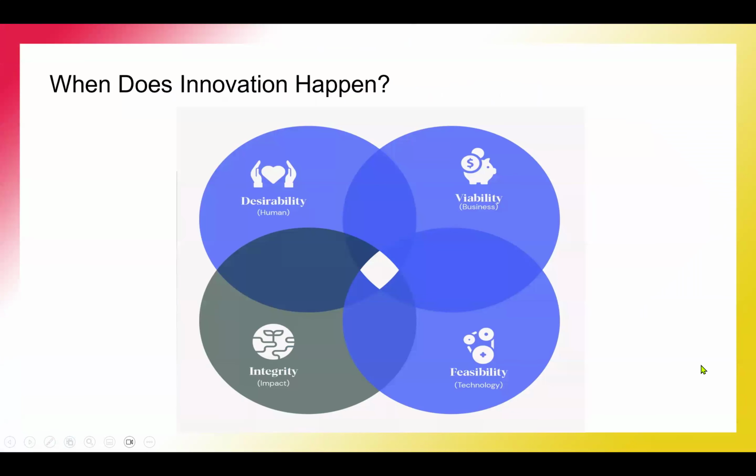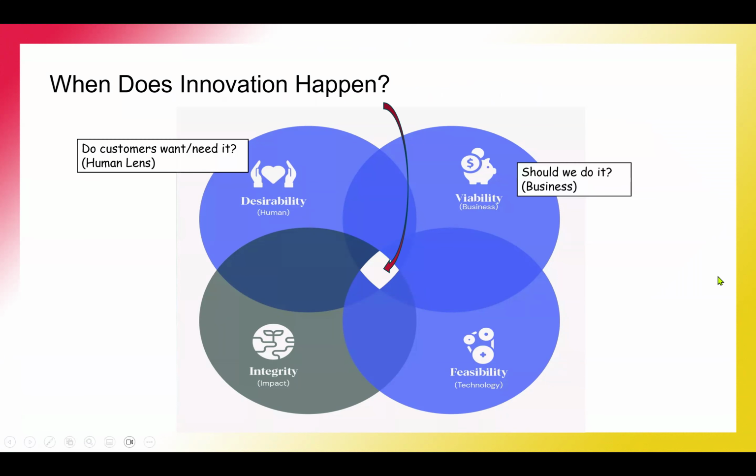So when does innovation happen? Innovation happens at the intersection of these four lenses. So the first one is the human lens. Do customers want it or need it? And the second one is the business lens, which is all about viability. So should we do it? Is there a viable business model?